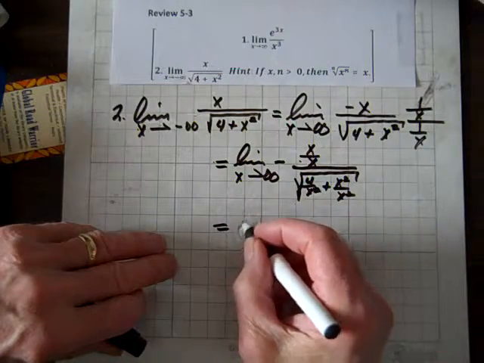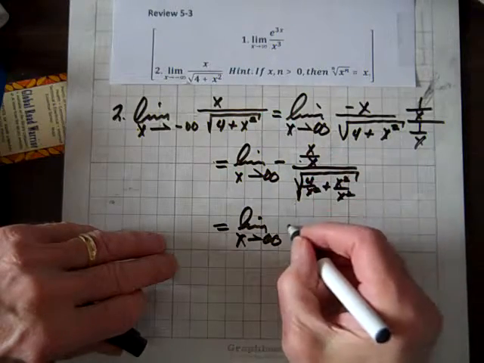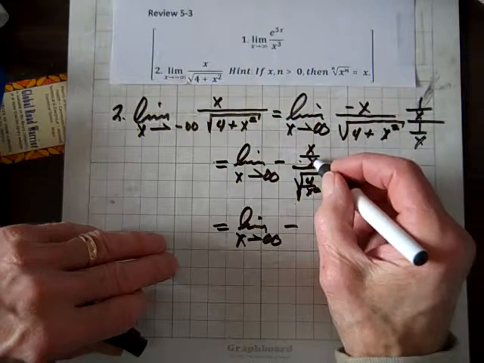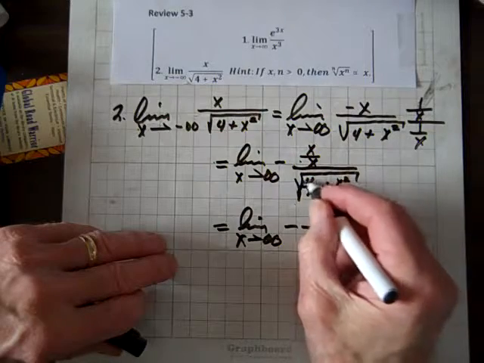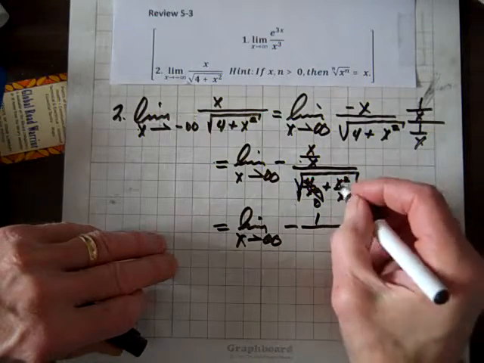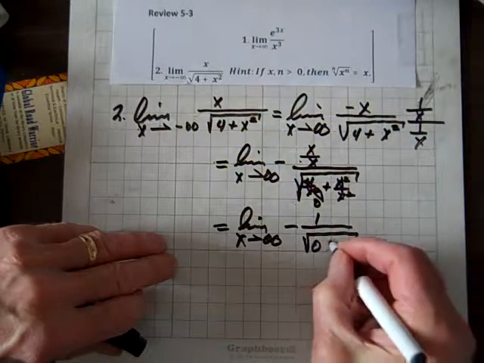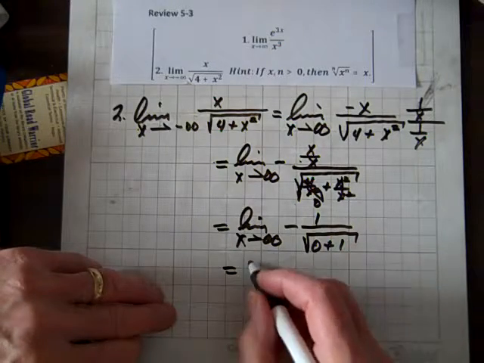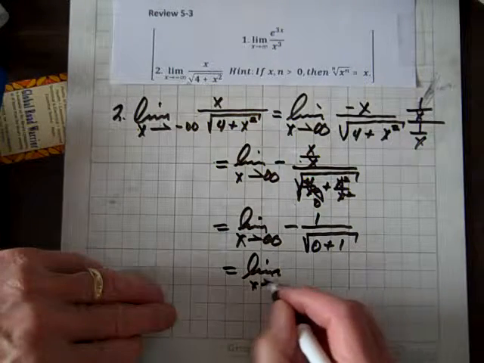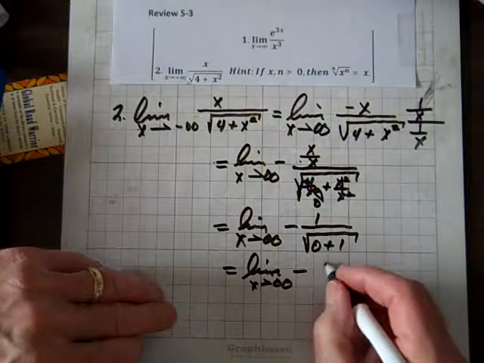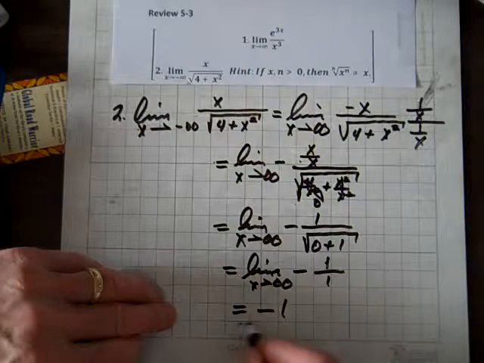So this equals the limit as x goes to infinity, and we've got our negative here, and the quotient of these two is 1. Now this 4 over x squared as x goes to infinity goes to 0. And these two divide out and go to 1, so what we have is the square root of 0 plus 1, which equals the limit as x goes to infinity of negative 1 over, and the square root of 1 is 1, so that just equals negative 1, doesn't it? And we're done.